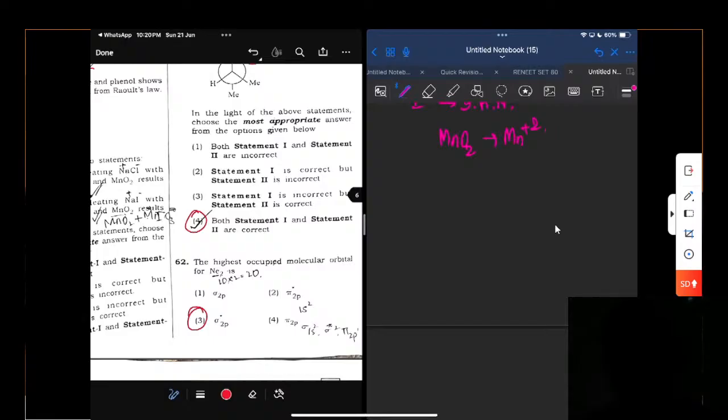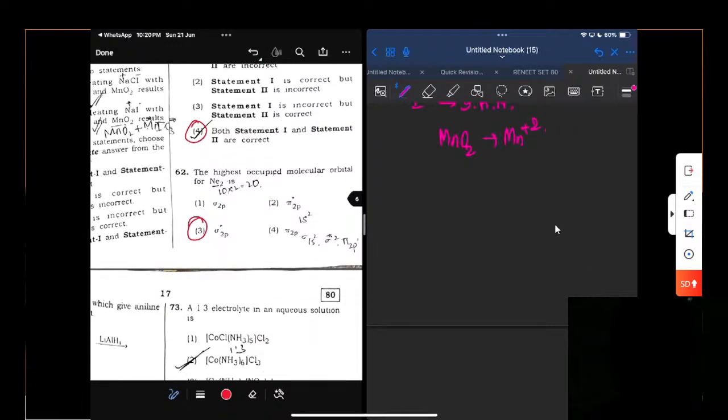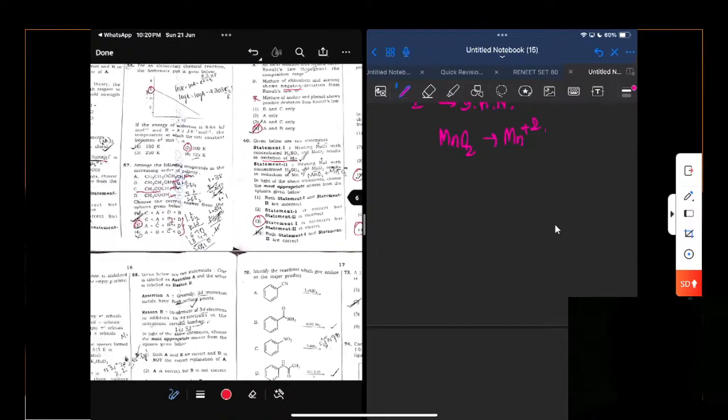You will get sigma 1s2, sigma star 1s2. That molecular orbital configuration will be there. If you fill that, the final electrons go into sigma star 2pz. Two electrons will enter into that orbital. So sigma star 2p is the correct answer. Next question.